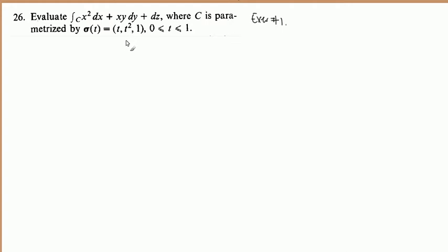This is not a straight line. I think it's a parabola in the plane z equals 1. So if you go through this plane, the curve, parabola, like this, t and t squared 1, over that, what is this thing? This integral, let me rewrite it here, integral over the path, parameterize it.